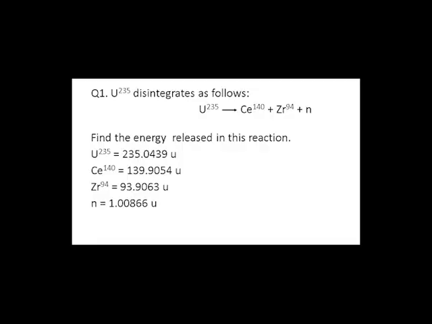Based on the lesson which you have learned today, solve the following questions. Question number 1. Uranium-235 disintegrates as follows: uranium-235 equals cerium-140 plus zirconium-94 plus neutron. Find the energy released in this reaction.